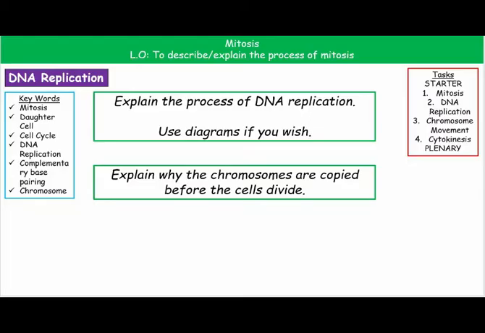So what I'd like you to do then is, in your books, explain the process of DNA replication. You can use diagrams if you want to, and then have a go at the second question there, explaining why the chromosomes are copied before the cell divides. I'm going to give you about 4 minutes to get this done. So explain the process of DNA replication, and then explain why the chromosomes are copied before the cell divides.